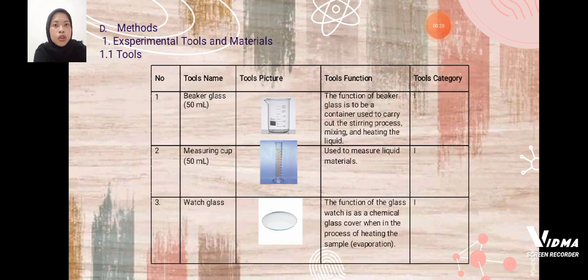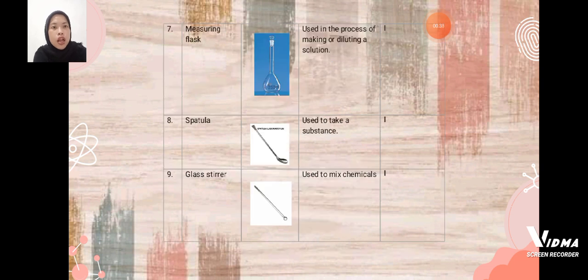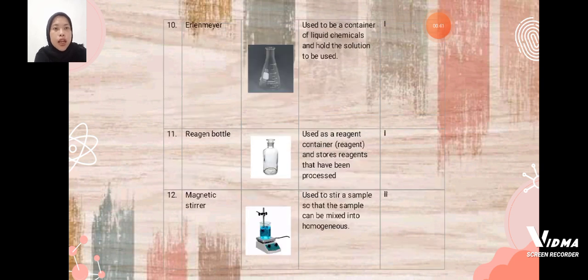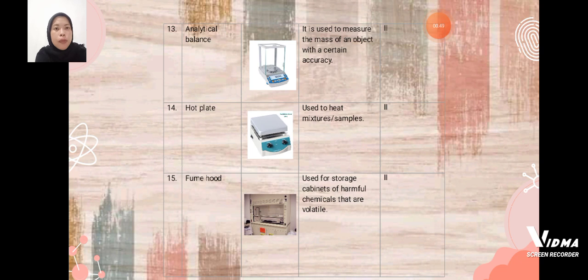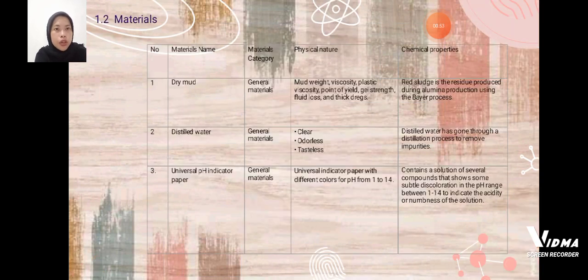Next, the methods: experimental tools and materials. Tools category 1: beaker glass, measuring cup, watch glass, desiccator, spray bottle, glass funnel, measuring glass, spatula, glass stirrer, Erlenmeyer, and reagent bottle. Next, category 2: magnetic stirrer, analytic balance, hot plate, hood, oven, and distillation apparatus.